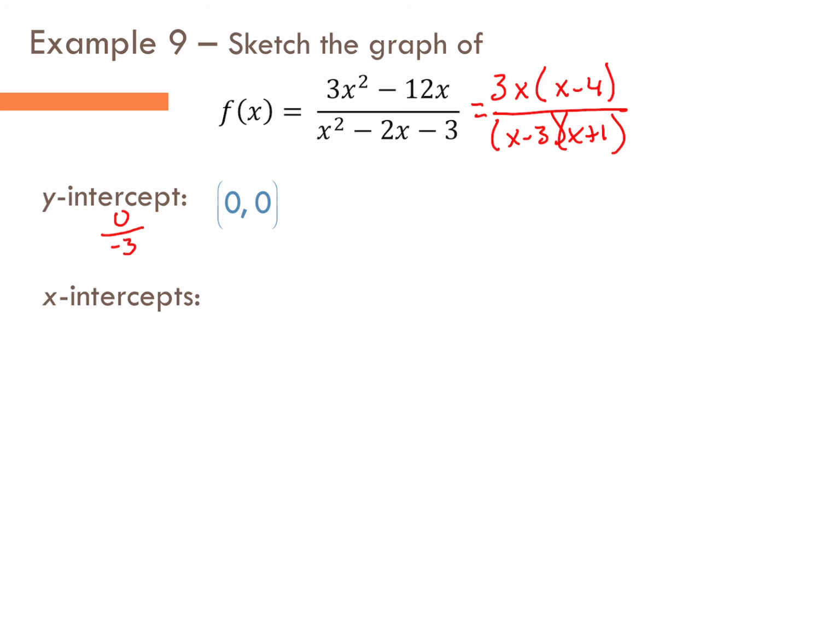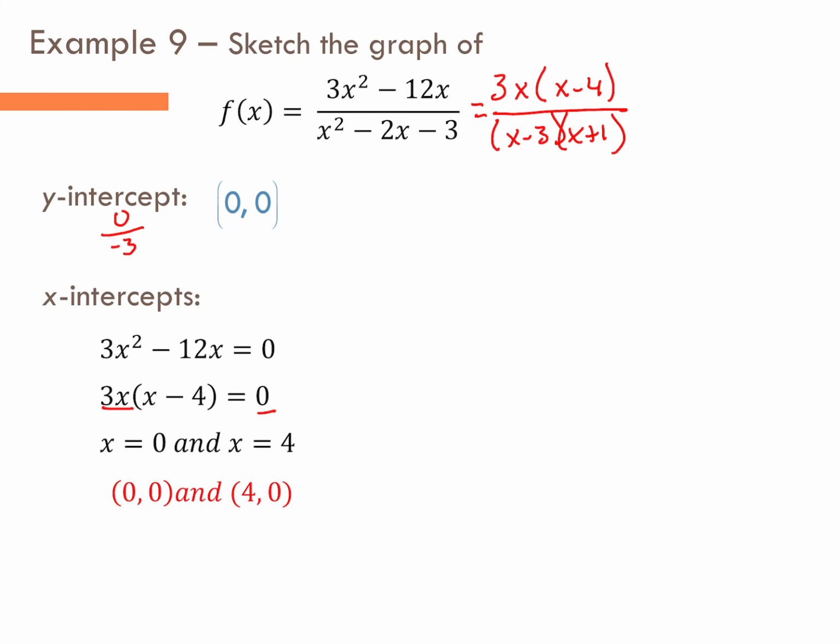Our x-intercept is found by setting the top equal to 0. We factored that already, 3x times x minus 4. If we set both of those equal to 0, 3x equals 0 gives x equals 0, and x equals 4. So our intercepts are 0, 0 and 4, 0. It's okay that these are the same; you just put one point there.